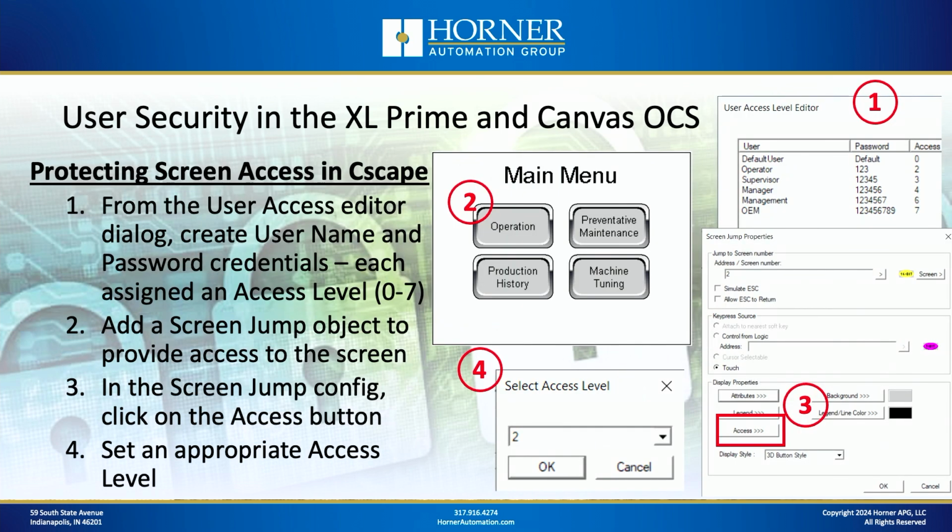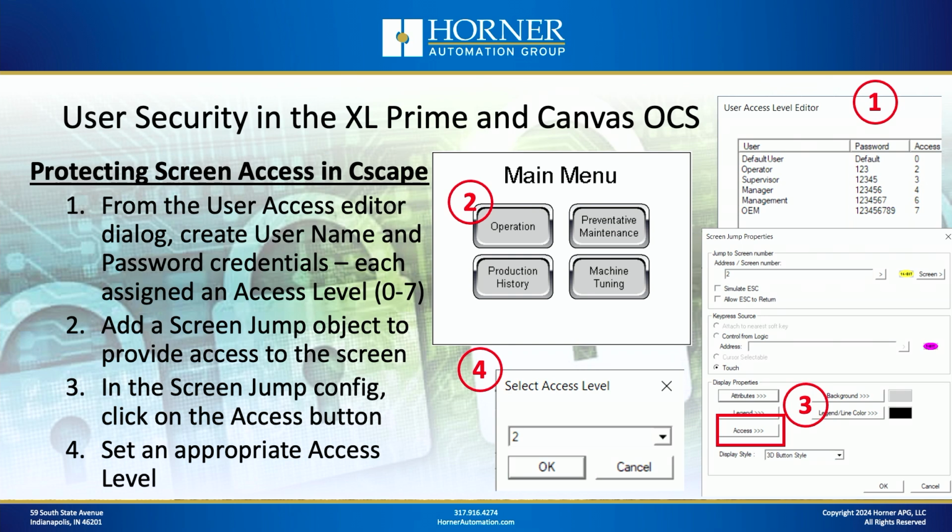Okay, let's go through an example of how in the Excel Prime or the Canvas, you might protect access to a particular screen. That would be one way you could keep operators from doing something they really shouldn't. So the first step in the process is to create username and password combinations that have a corresponding access level. Now, what is an access level? Well, it's 8 potential different levels of access, where 0 is the lowest level and 7 is the highest level.